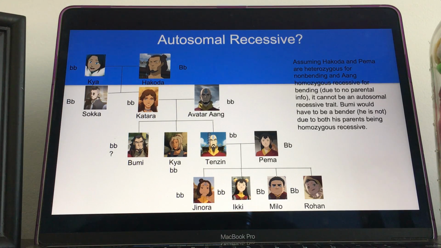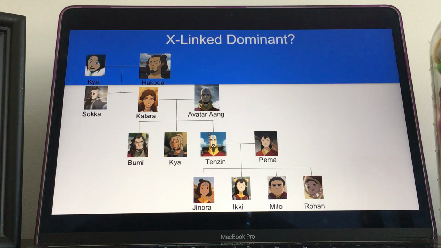So right off the bat, we have Bumi, who is a non-bender in the show, but he would inherit a little b and a little b from Katara and Aang because both of their genotypes are the same. Bumi's a non-bender, so it can't be autosomal recessive because for this to work, he would have to be a bender. So could it be X-linked dominant?